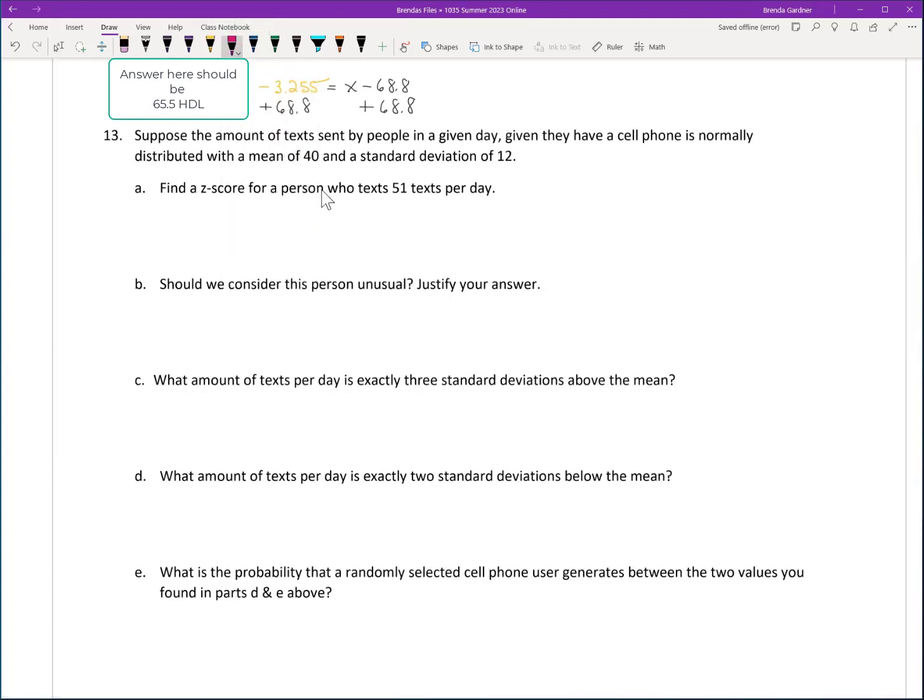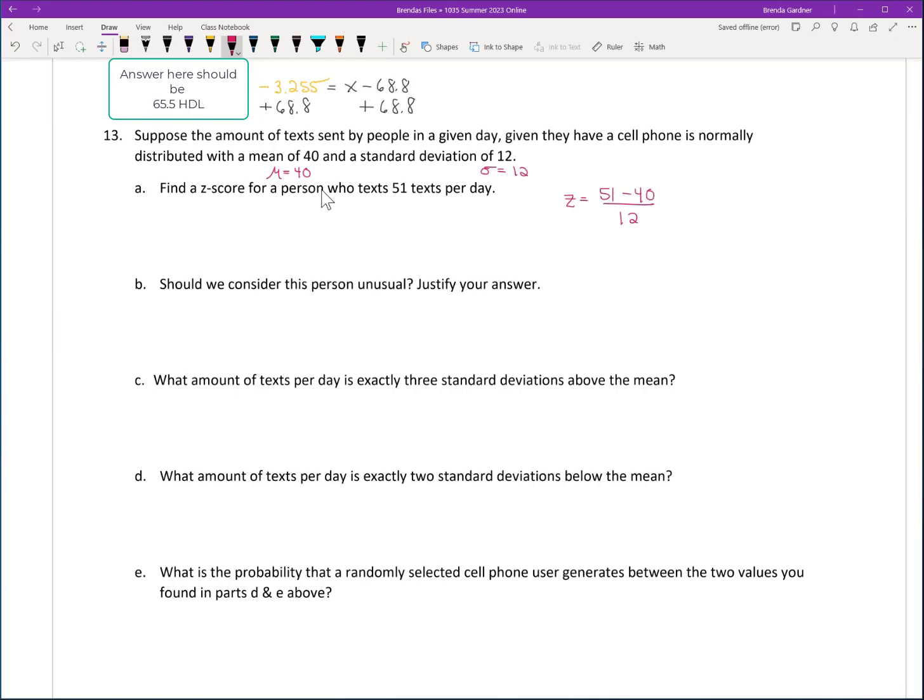This question is about texts per day. So suppose the amount of texts sent by people in a given day, given that they have a cell phone, is normally distributed with a mean of 40 and a standard deviation of 12. So your mu is 40 and your standard deviation is 12. So find the z-score. This is basically what we've done before. Z is going to be my data point 51 minus 40, and then I'm going to divide it by 12.